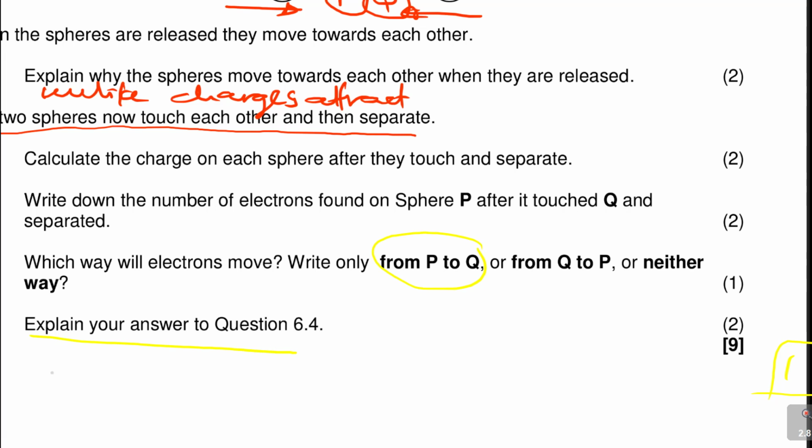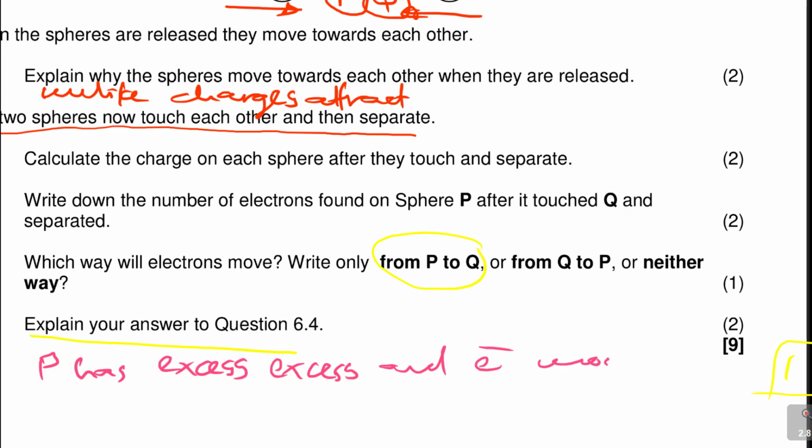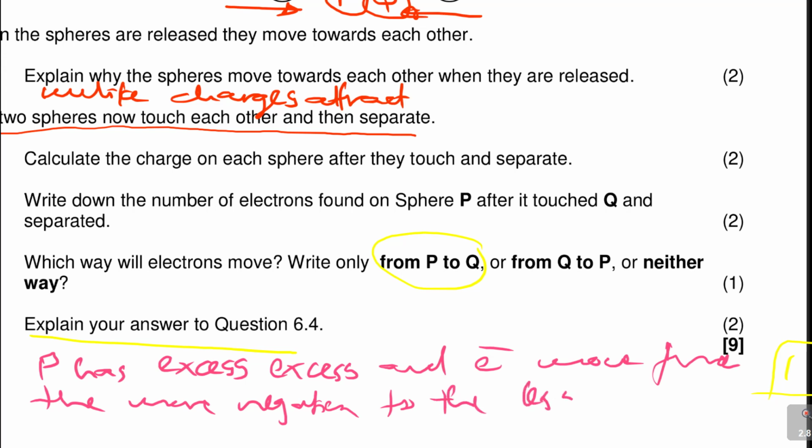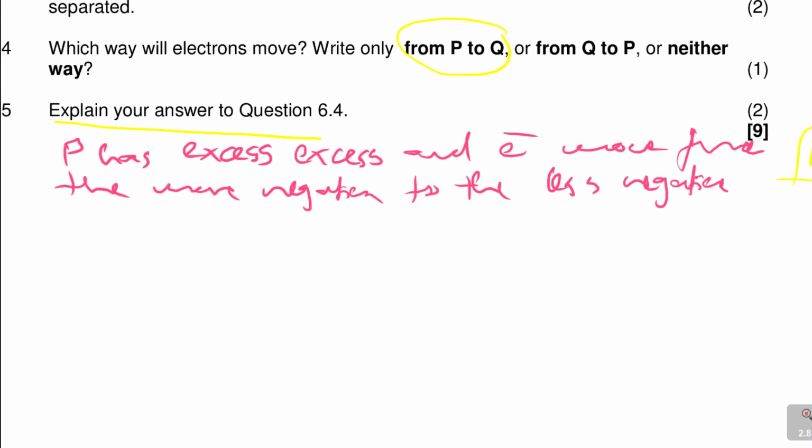How to explain your answer? You're going to say, remember, being negative, P has excess electrons. And electrons move from the more negative to the less negative. Or in this case, you can say electrons move from negative to positive, from the sphere with excess electrons to the sphere which has got fewer electrons. That's how electrons are moving. All right, so that was that part.